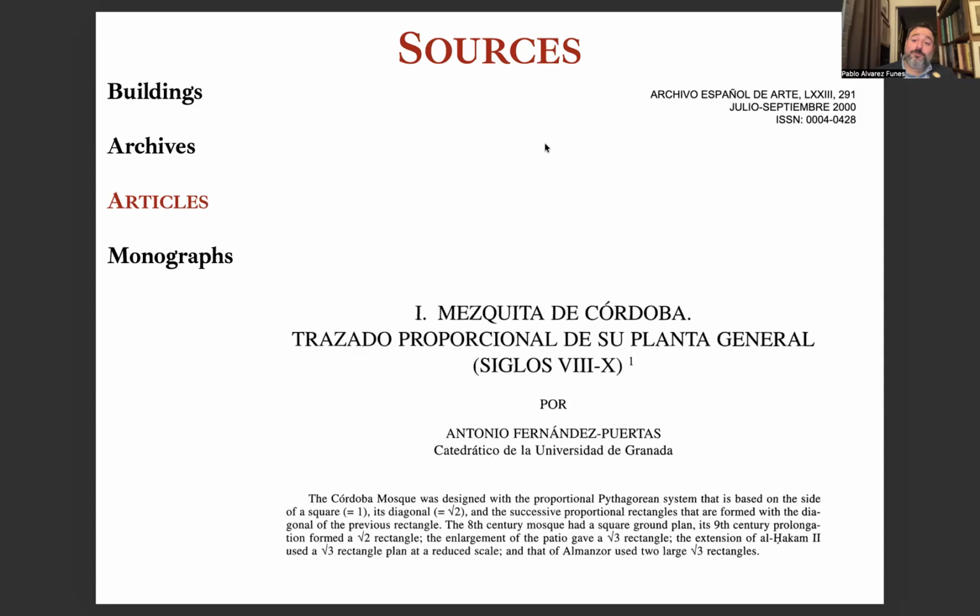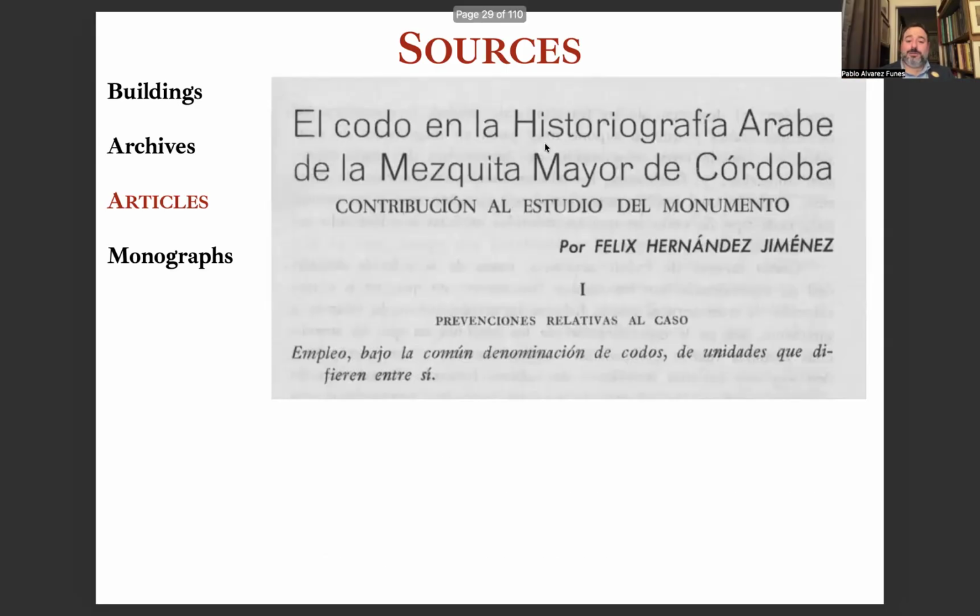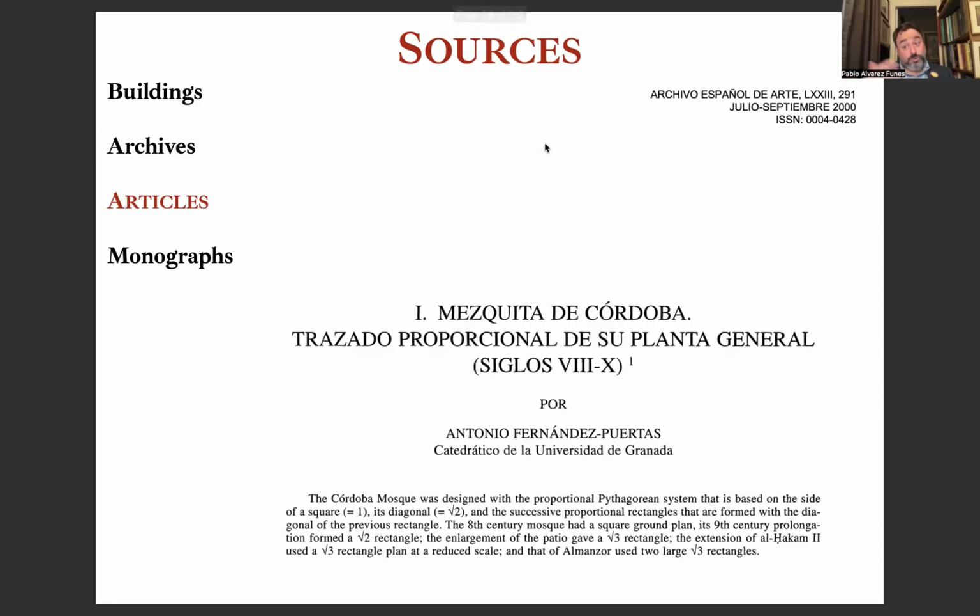But that's a bit the difference. But on the good side, all that is available on the internet, all that is there for you to read. So you can go to many sites and read those articles. I'm putting this here, one which we are going to comment on later, which is about the proportional tracing of the plan of the mosque of Cordoba between the 8th and 10th century.